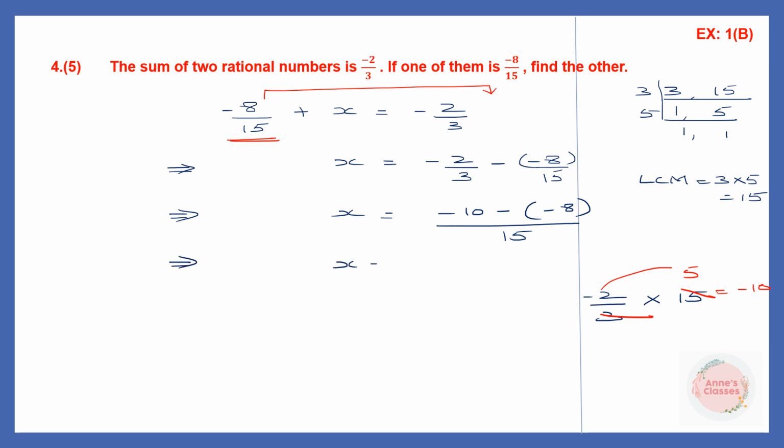x is equal to minus 10, remove brackets, minus into minus is plus, plus 8 by 15. Now the value of x is equal to, here we have minus 10 plus 8, put the sign of the bigger number and subtract. 10 minus 8 is 2, minus 2 by 15. So our answer here is minus 2 by 15, which is the other number.